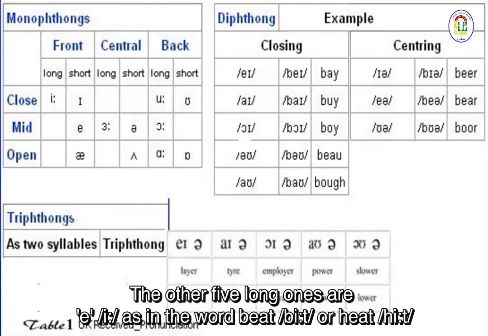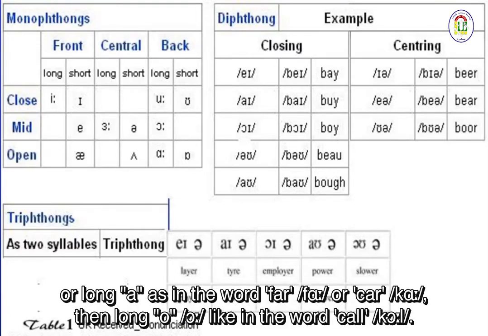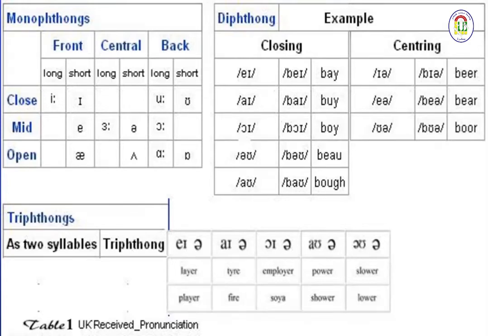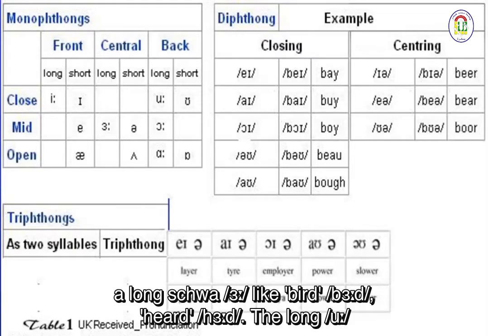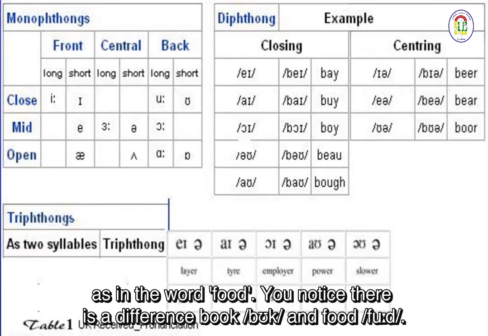The other 5 long ones are E, as in the word beat or heat, A, or long A, as in the word far or car, long O, like in the word call, a long schwa like bird, third, heard. The long U, as in the word food.